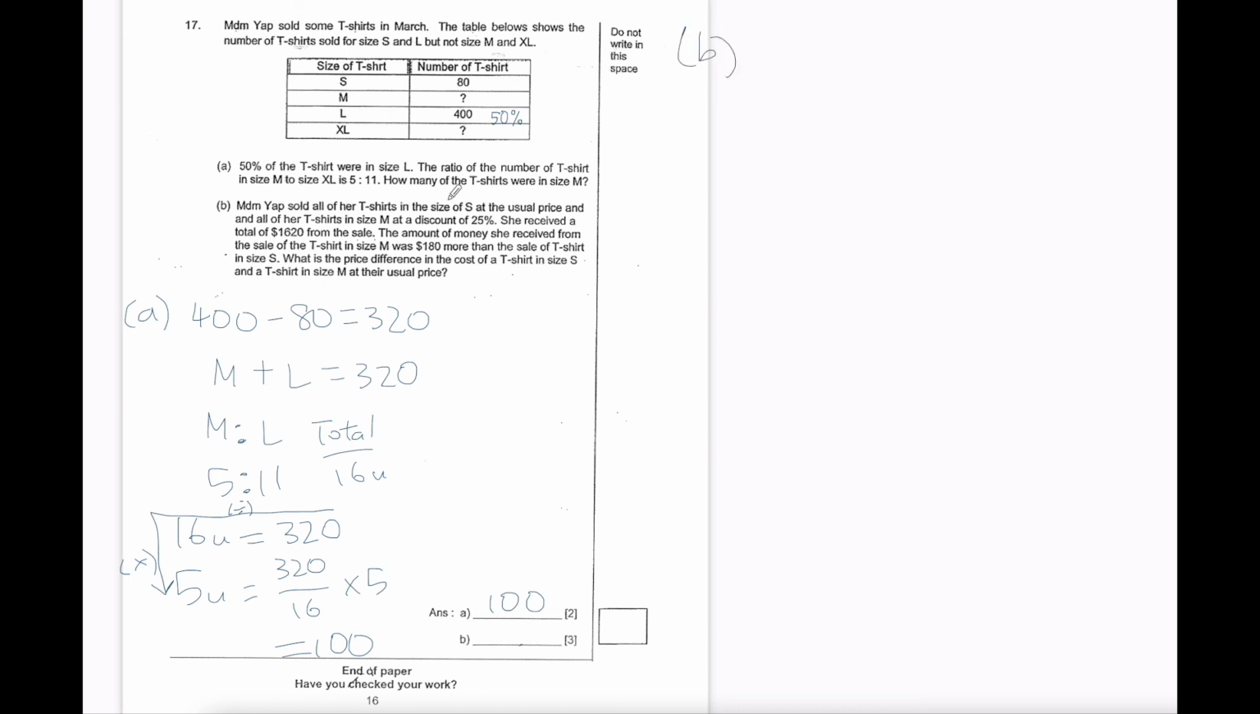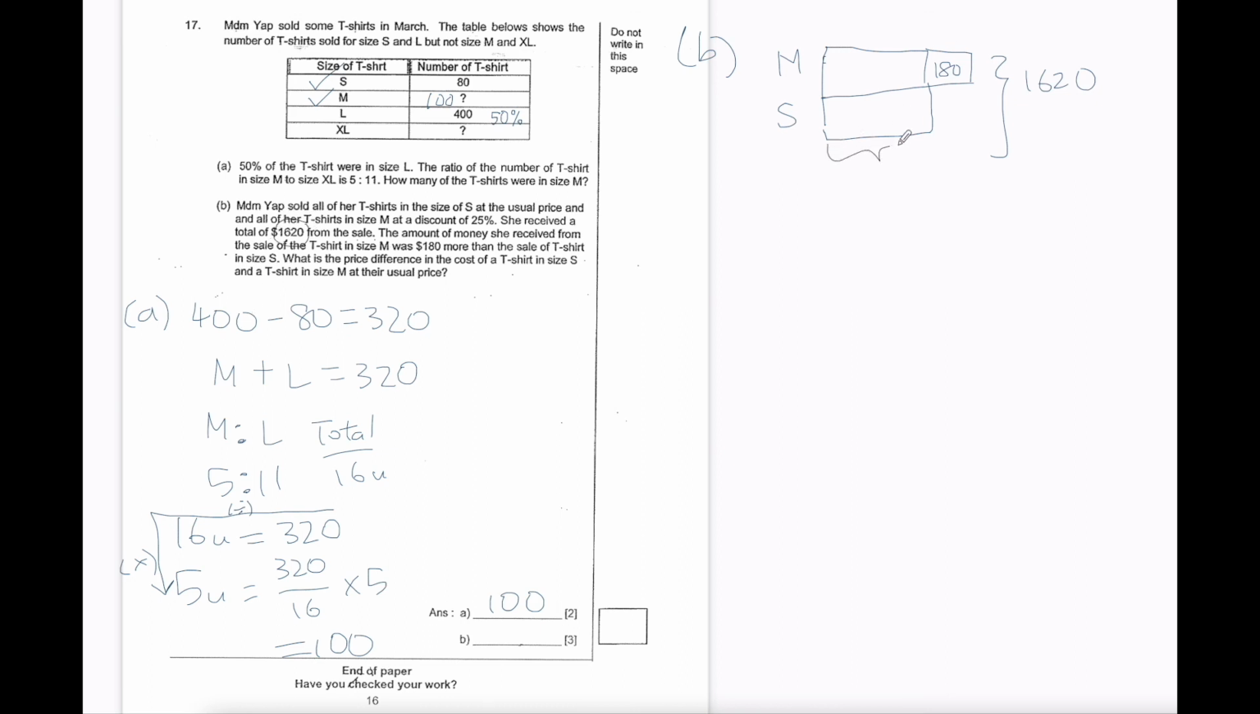Madam Yap sold all of her t-shirts in the size of S at the usual price. Okay, so 80 shirts sold at the usual price. And the shirts that are M size are sold at 25% discount. So I found out that M is 100, so I'm just going to put the 100 here, alright? The amount of money she received from the sale of the t-shirts in M size was $180 more than the sale of t-shirts in S size. So M size versus S size. M size got her more money. Okay, so it was $180 more. Your model is going to look like that. And the total is 1620. Okay, this is how much she got from selling the M and S size.